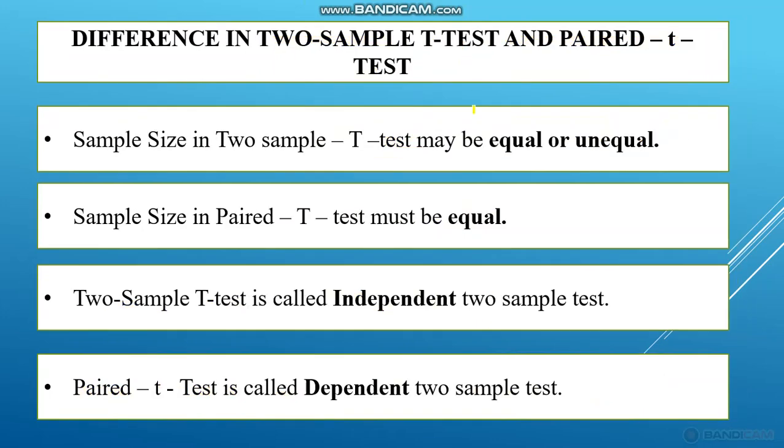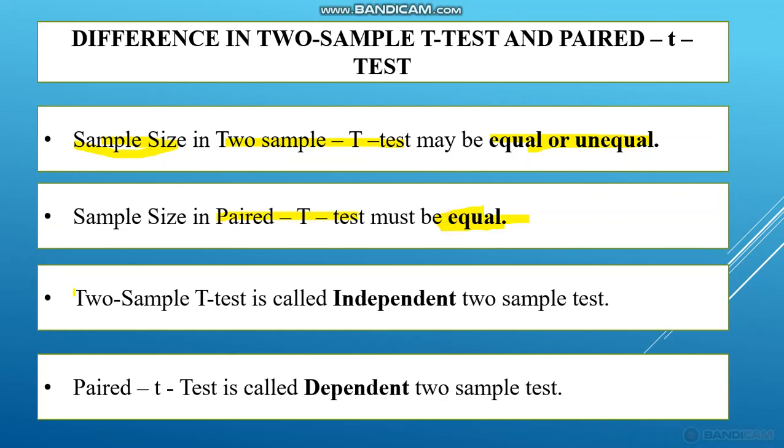Next is the sample size. The sample size in the two sample t-test may be equal or unequal. In the two sample t-test we are testing two samples, so the sample sizes of these two samples may be equal or unequal. But in the paired t-test the sample size in the two samples must be equal. This is a very important point.